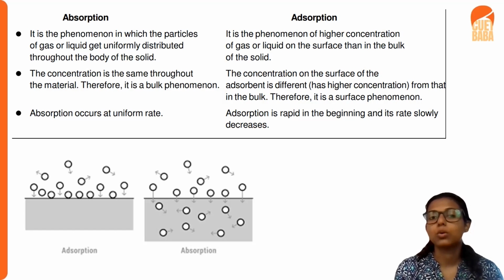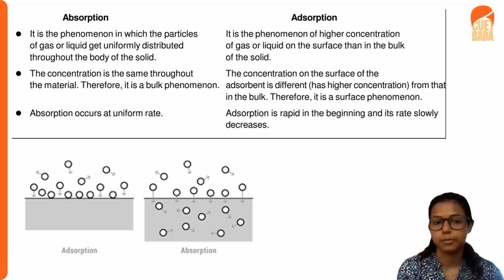The absorption occurs in bulk, and the concentration of the absorbed substance will be uniform throughout the substance that is absorbing the other substance. And the absorption occurs at a uniform rate. The absorption will be the same all over the body of the substance that is absorbing the other substance.